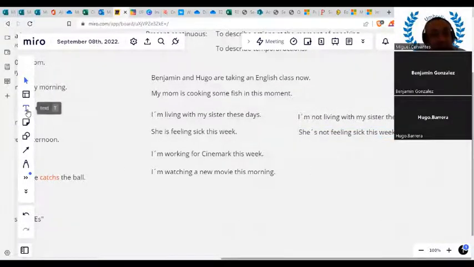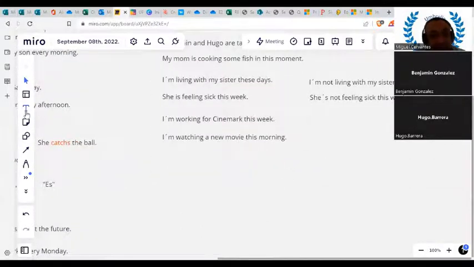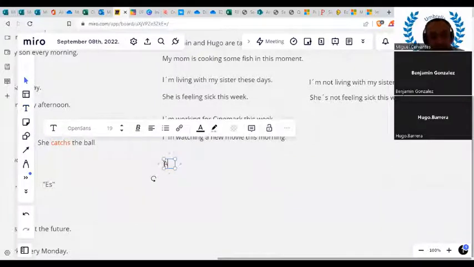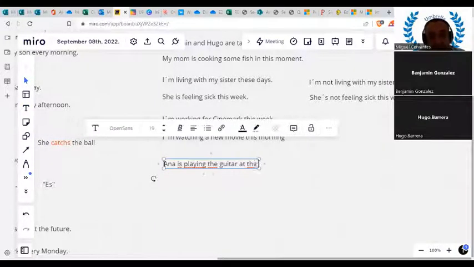What about this sentence, Hugo? Look at this. Anna is playing the guitar at the concert.